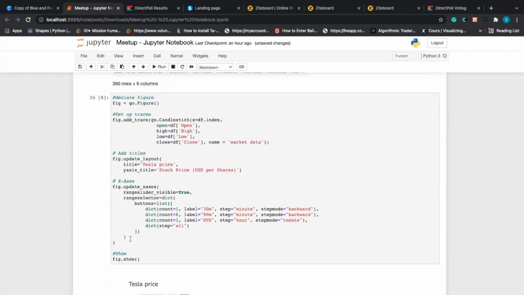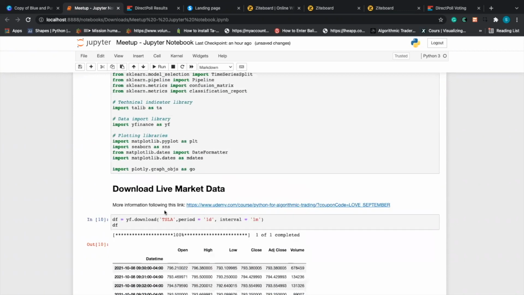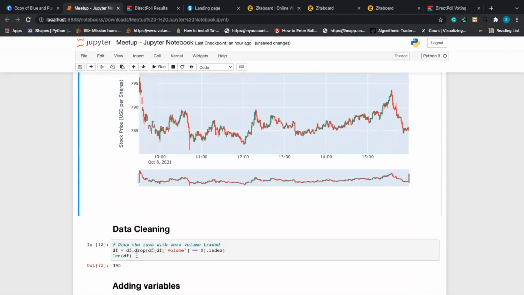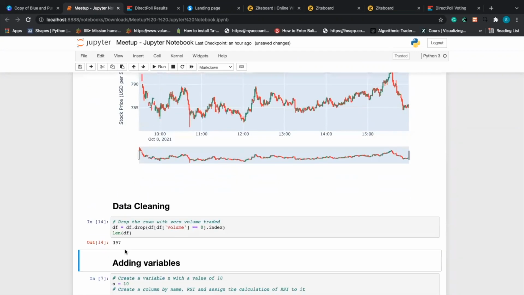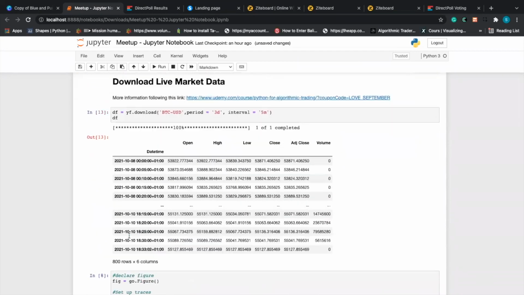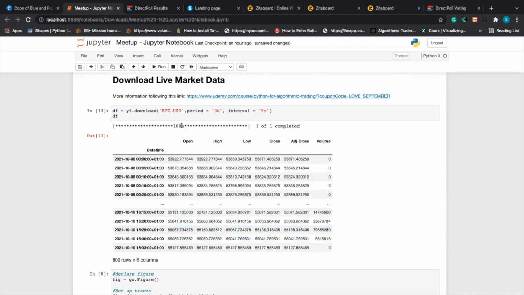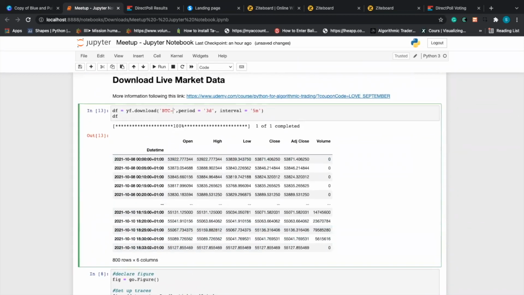Yeah, we have 390. Whilst, for instance, if we do that with BTC USD, let's take the last 3 days and an interval of 5 minutes, you will see that it's going to drop multiple rows. Here you have 800 rows and here you have 397 rows. On the crypto market, you have multiple rows with missing values, so I would not recommend the Yahoo Finance API for the crypto market.